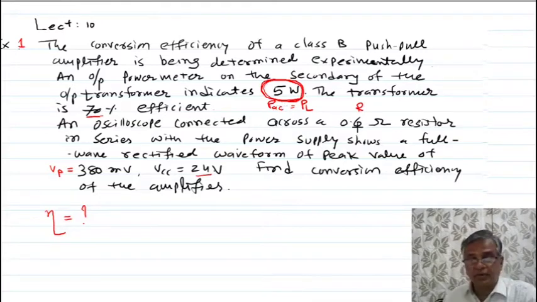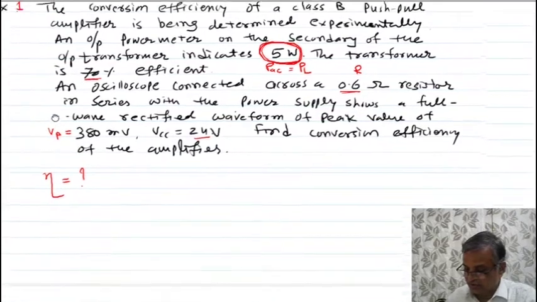An oscilloscope is connected across a 0.6 ohm resistor. If you want to measure the voltage, the voltage is always measured parallel to, or across, the resistor. So they have given R, and the peak voltage you are getting in the oscilloscope is 380 millivolt. VCC they have given 24 volt. Find the conversion efficiency. Let us solve this numerical.